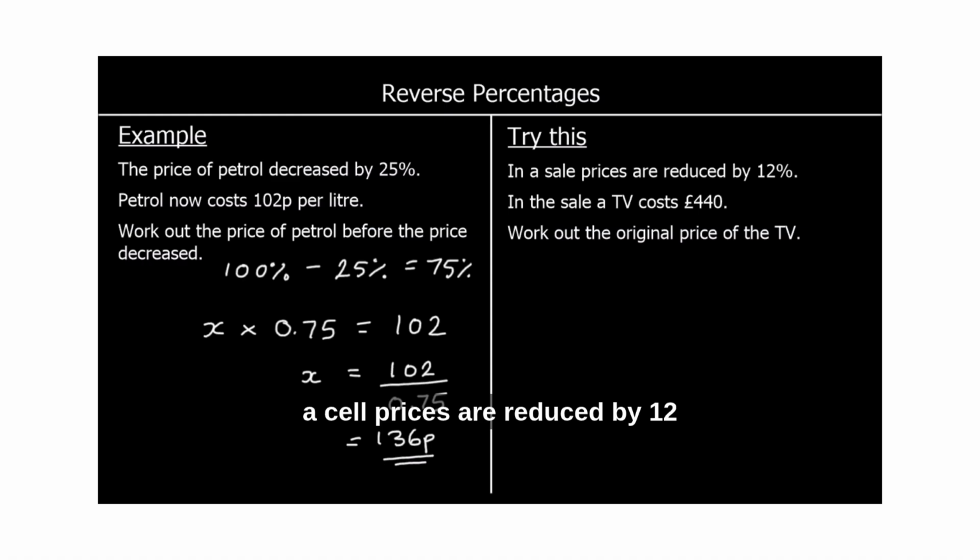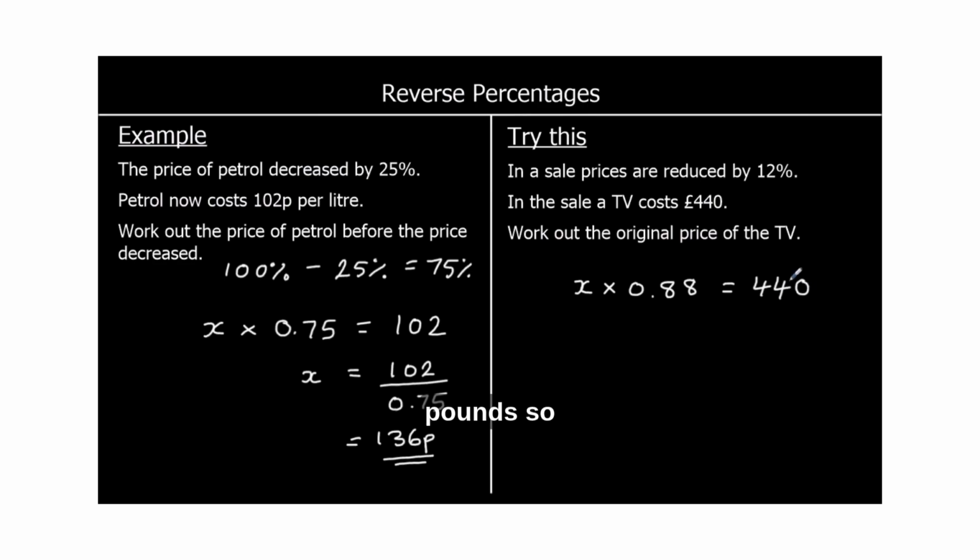In a sale, prices are reduced by 12%. So if we had 100% and we took off 12%, that means we've got 88%. So as a multiplier, that's 0.88. So the original times 0.88, 88% of the original, is £440. The TV now costs £440.